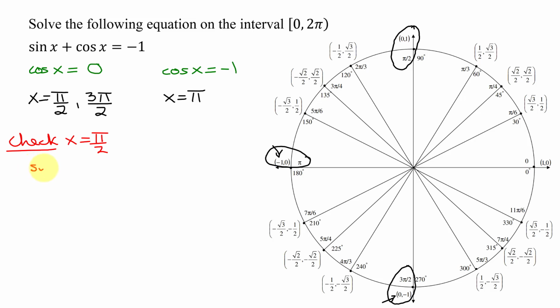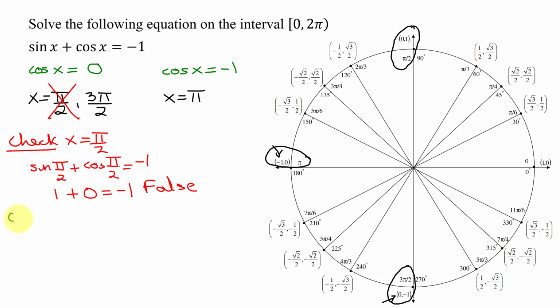So I have the sine of pi over 2 plus the cosine of pi over 2. Does it equal -1? Here's pi over 2. The sine of pi over 2 is the y-coordinate of 1. Does 1 plus the cosine of pi over 2, that's the x-coordinate, is 0. Does 1 plus 0 equal -1? That is definitely false. So that is an extraneous solution.